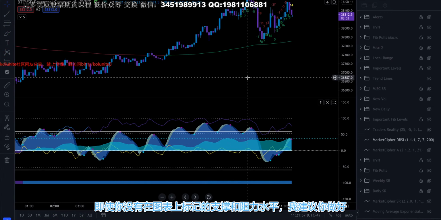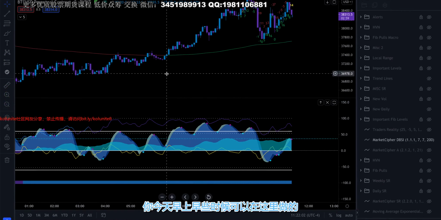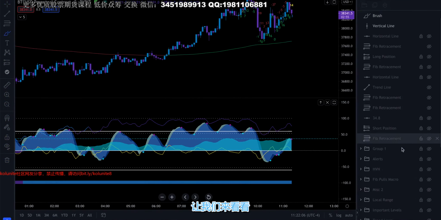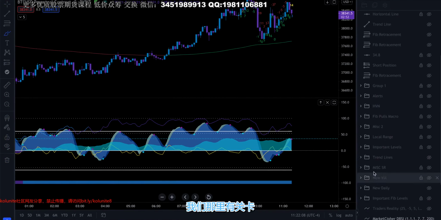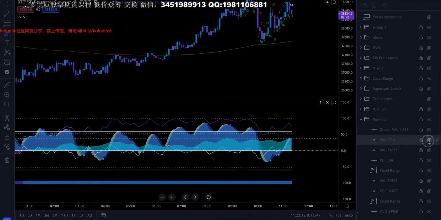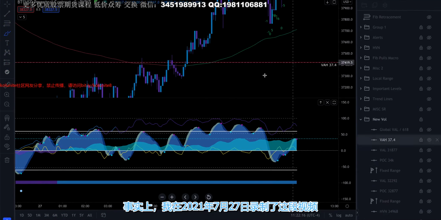Let's check out an awesome long trade setup that you could have made earlier this morning right here, okay? Let's check it out. First of all, did we have a level there? Yes, we did. We actually had the value area high of the range that we had been trading and looking at for quite some time.